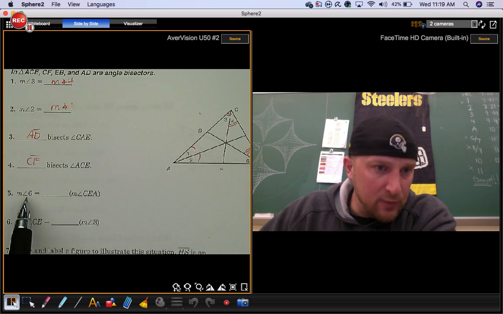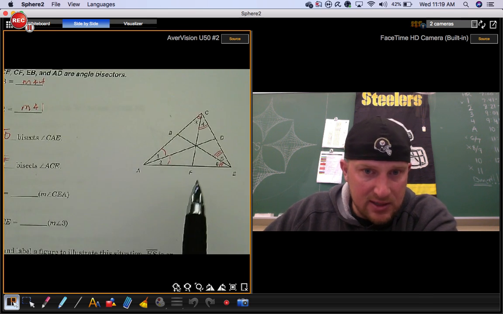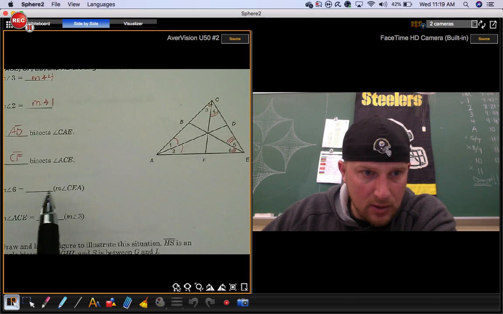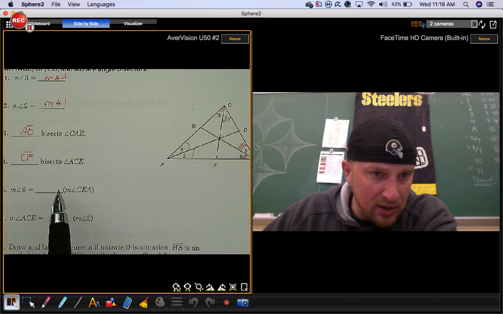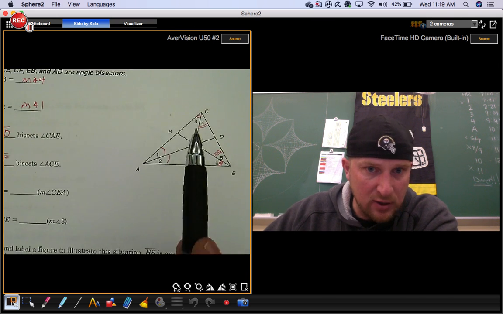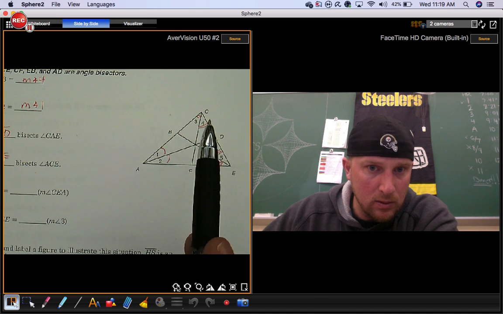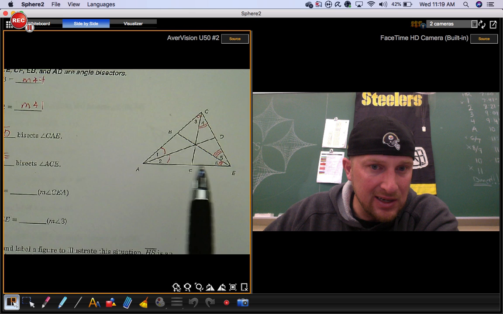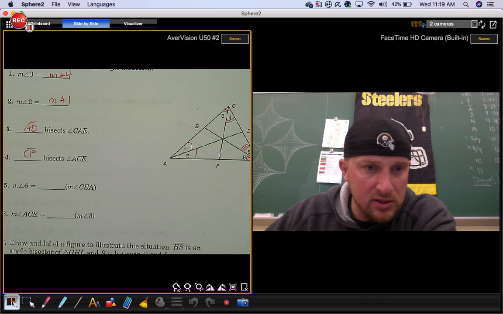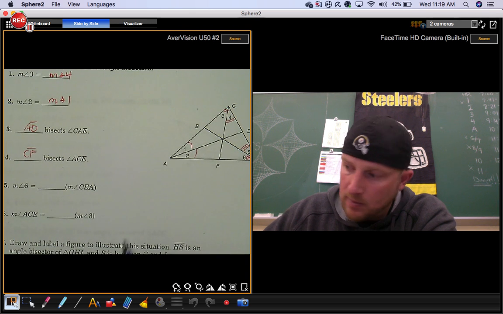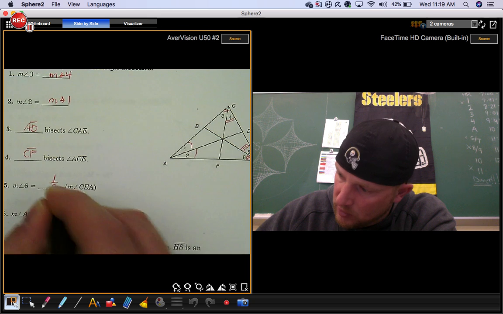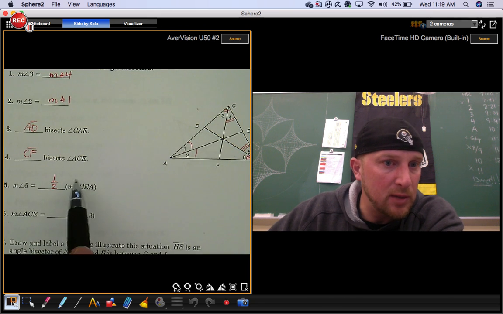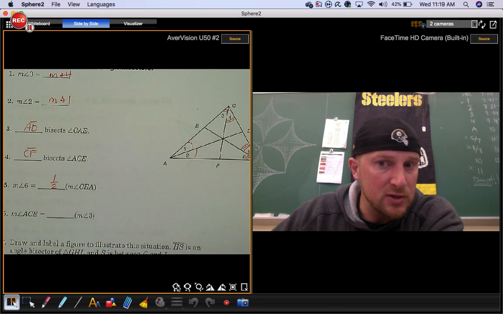In number 5, we're going to compare the measure of angle 6, that's this little guy, with something times the measure of angle CEA. What could you do to angle CEA to get the measure of angle 6? Well, you could take half of it, you multiply it by 1/2, you would get the measure of that little angle.